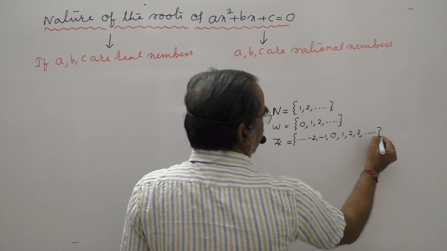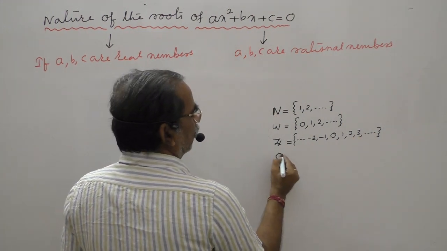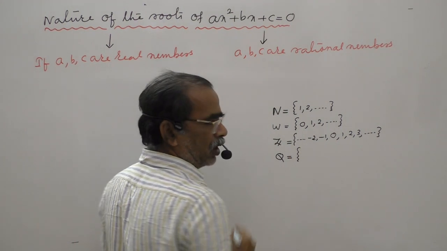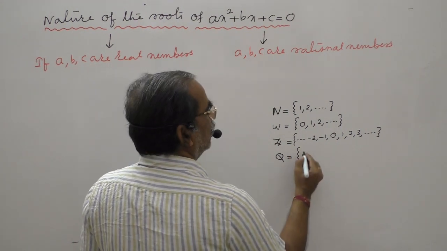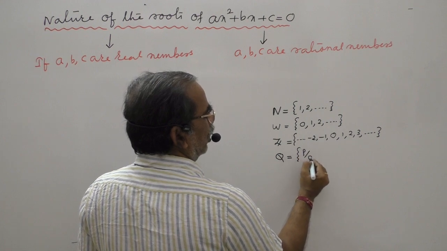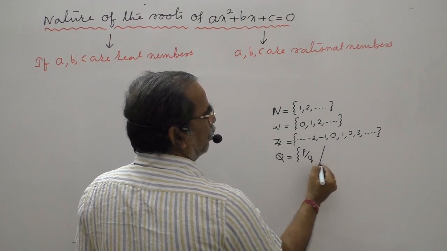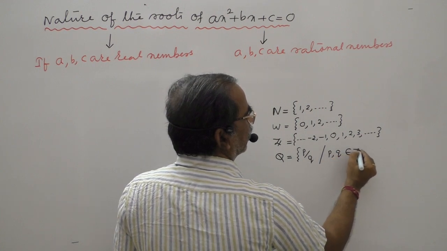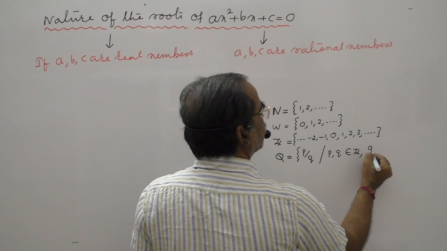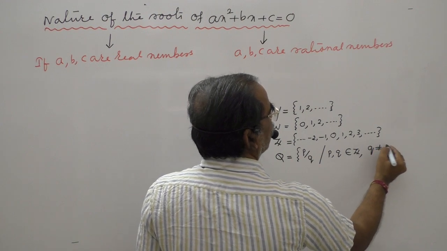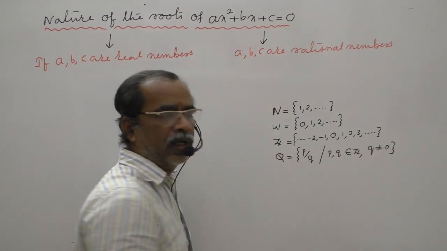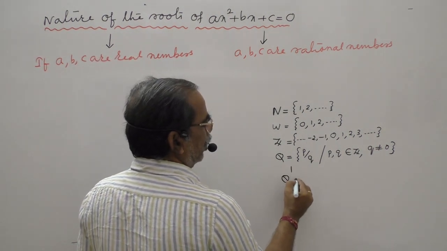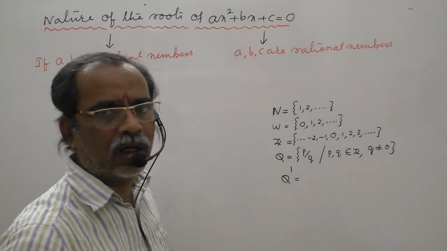This is the set of integers. And fractions, after getting fractions, rational numbers, another system of numbers. What are rational numbers? All the numbers of the form p by q, where p, q can be any integers in which q is not equal to 0. This is rational numbers. And irrational numbers. What is Q dash? Q dash is irrational numbers.